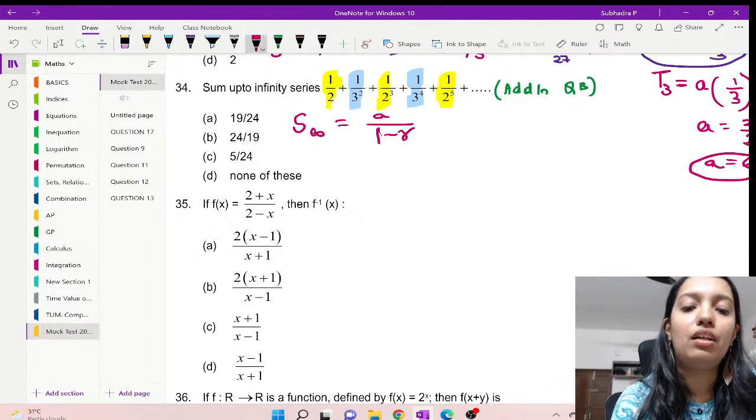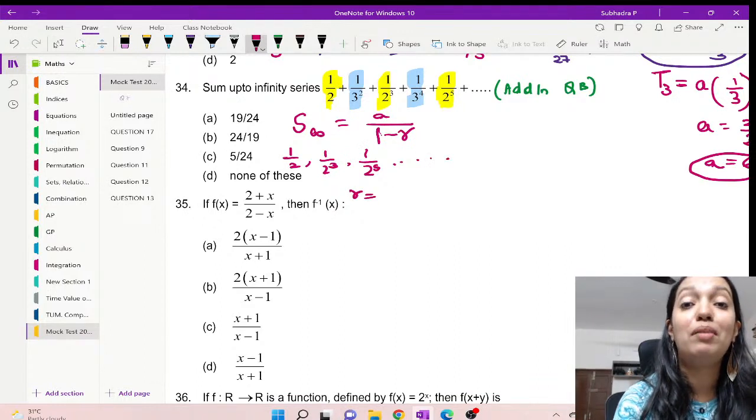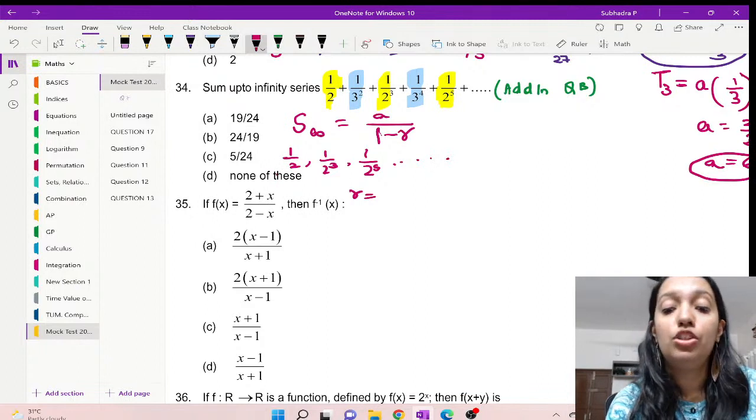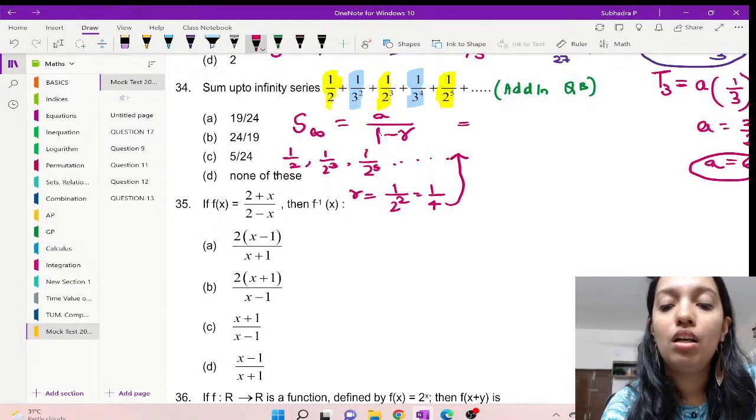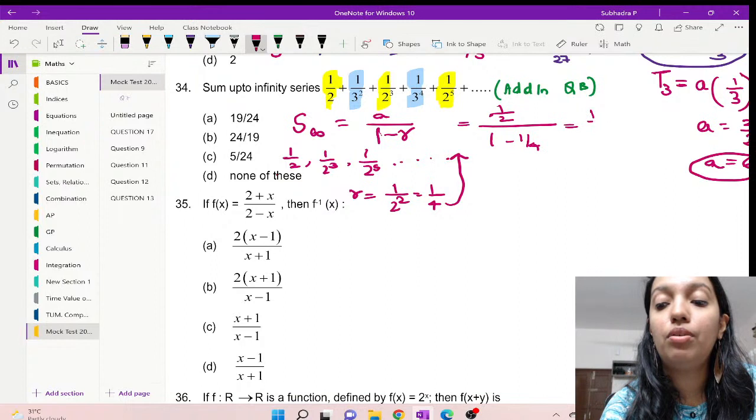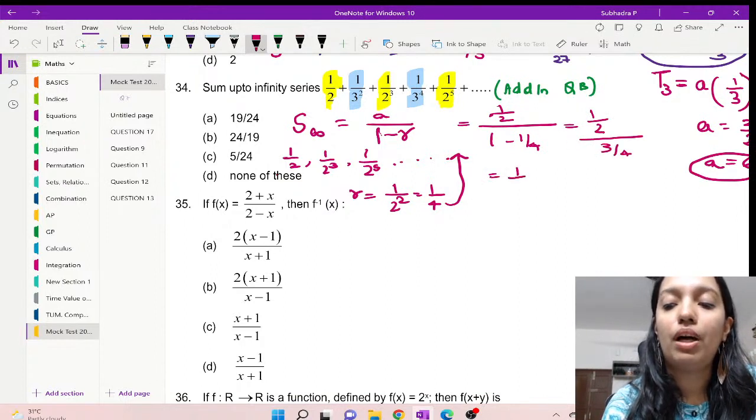So in the first one, it is 1 by 2, 1 by 2 cube, 1 by 2 power 5 and so on. So what is r? 1 by 2 cube divided by 1 by 2. So r is 1 by 2 square or 1 by 4. So substitute that here. A value, first term 1 by 2, r term 1 by 4. So you will get 1 by 2 whole divided by 3 by 4, or 1 by 2 into 4 by 3. 2 1s are 2, 2 2s are 4, so you will get 2 by 3.